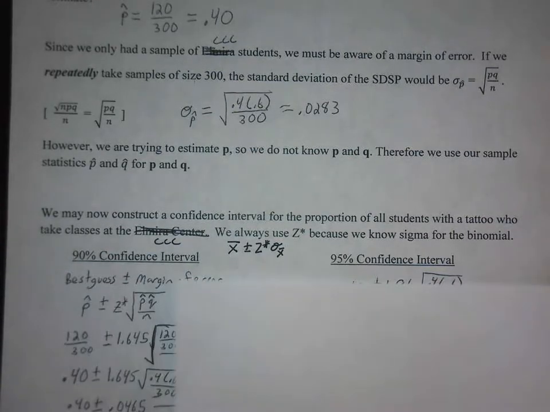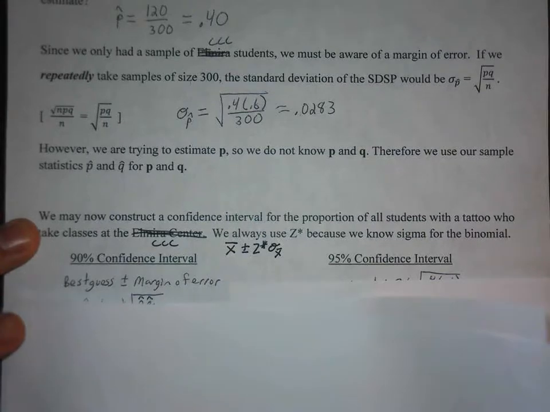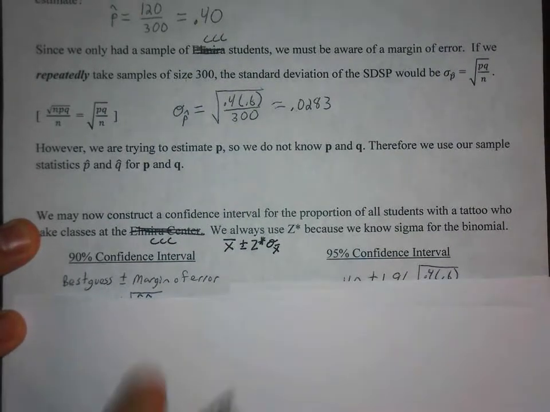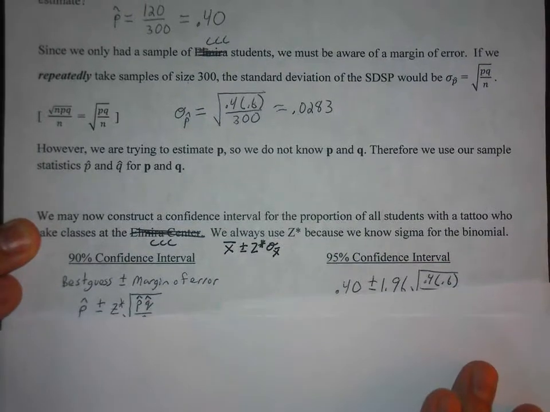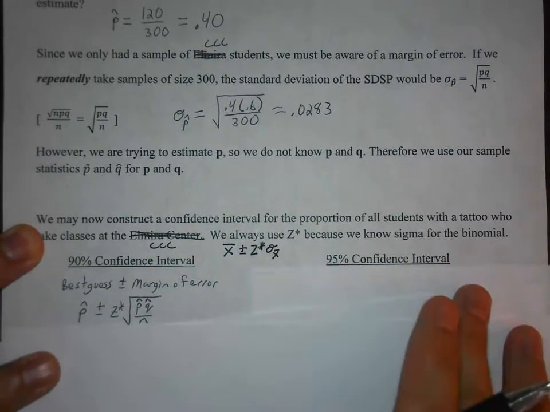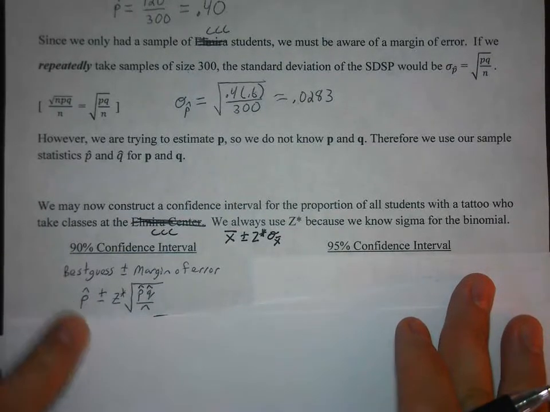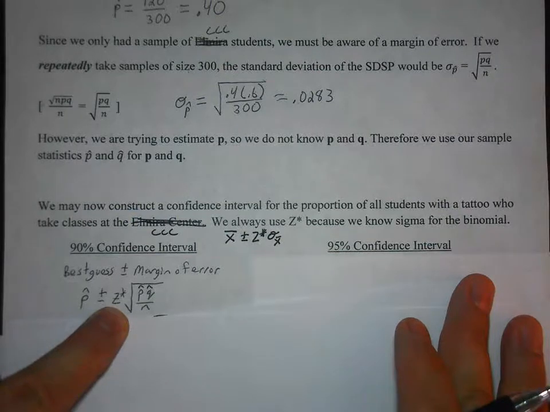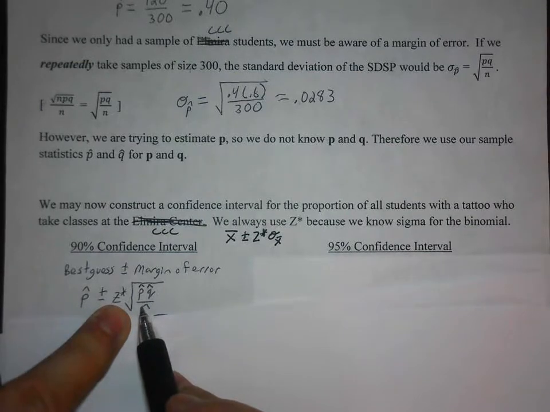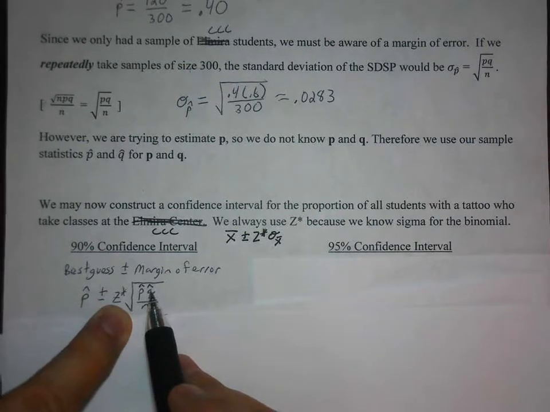So now what we're looking at is when we do our best guess plus or minus this margin of error. Now, our best guess is p hat, plus or minus the z star value, so how many standard deviations from that center are we going to go, times the standard deviation of the p hat distribution, which was the square root of p hat q hat over n. Because instead of pq over n, we're using p hat and q hat, because those are the best estimates we have for p and q.